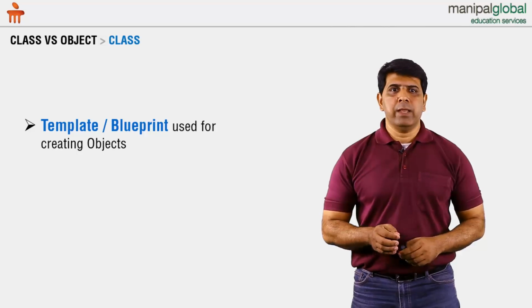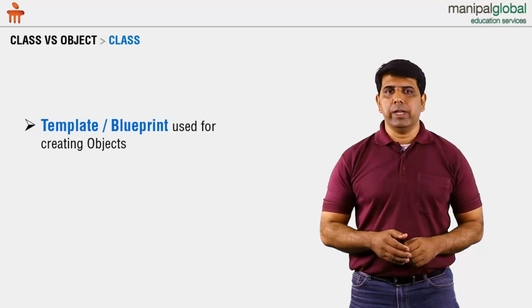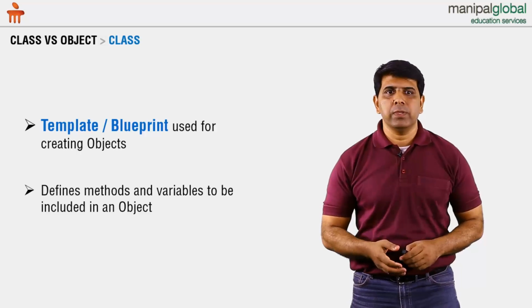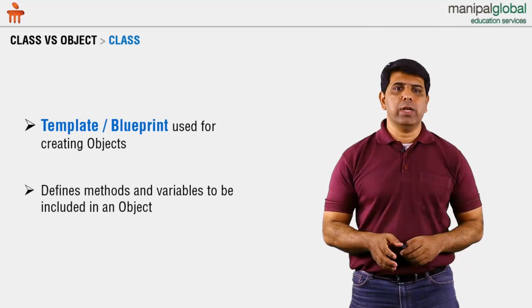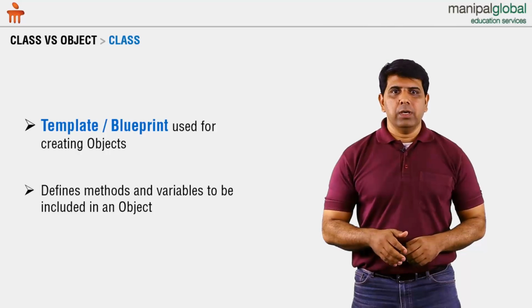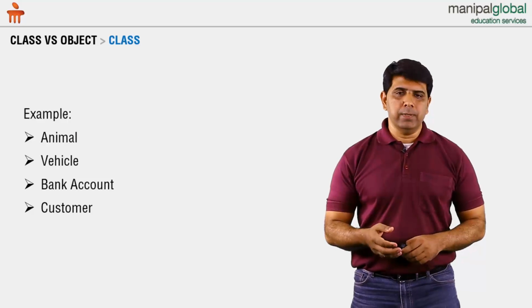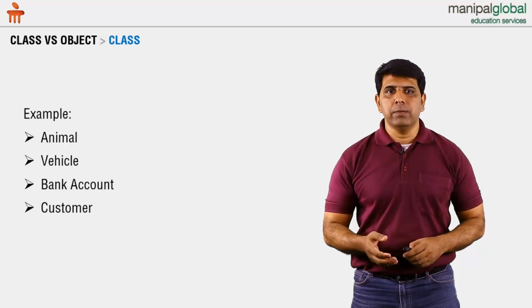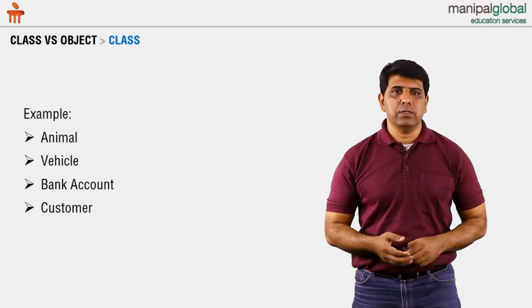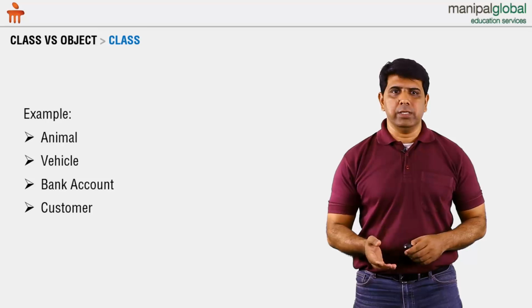A class is a template or blueprint used for creating objects, and that was the notion. It defines methods and variables to be included in any object. Now, what is a class? For example, you may think of vehicle or animal or bank account or customer and many other things.